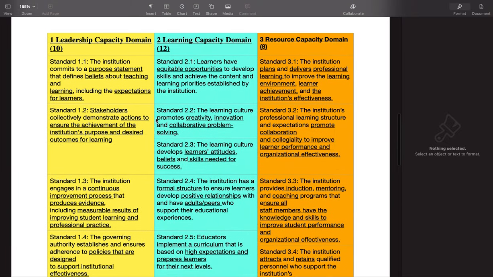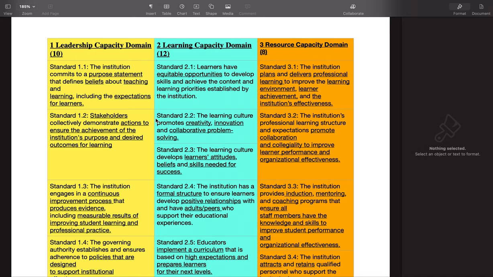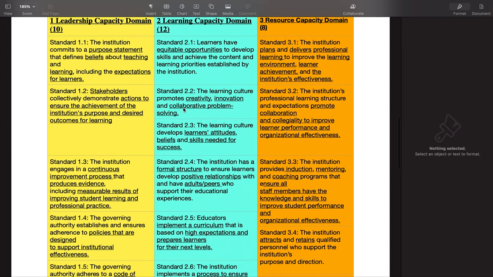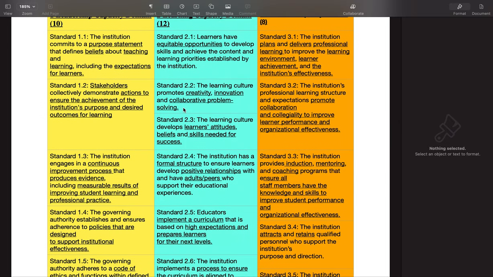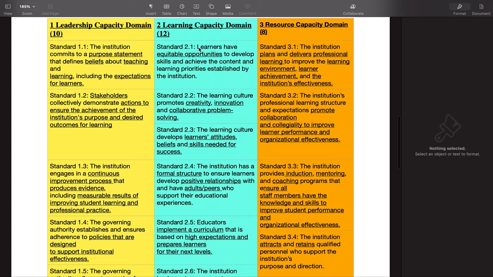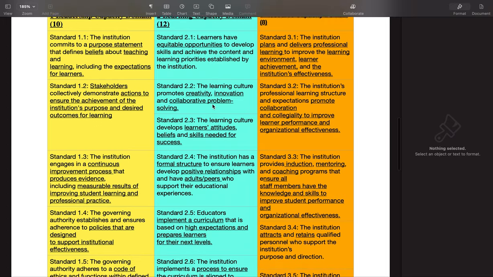So this is the leadership capacity domain. Let's talk about the learning capacity domain that has 12 standards. This is one of the most important domains that educators, middle leaders, and school leaders should look at in detail. The first one in the learning capacity is about equitable opportunities: how learners are provided equitable opportunities in order to develop skills and achieve the content and the learning priorities established by an institution.